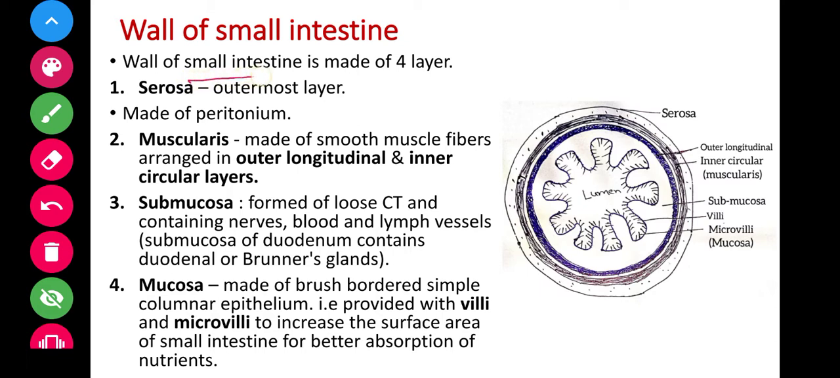The wall of small intestine is made of 4 layers. First one is serosa, second one is muscularis, and this is also known as muscular layer. Third one is submucosa, and fourth one is mucosa, which is innermost layer, okay? So first serosa, outermost layer made up of peritoneum. As we can see in the diagram, serosa is the outermost layer.